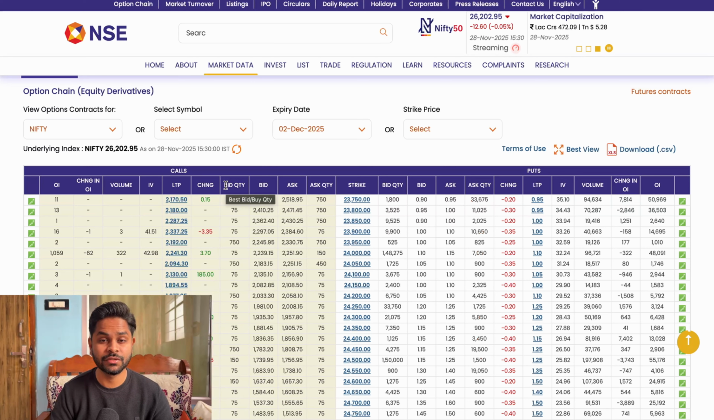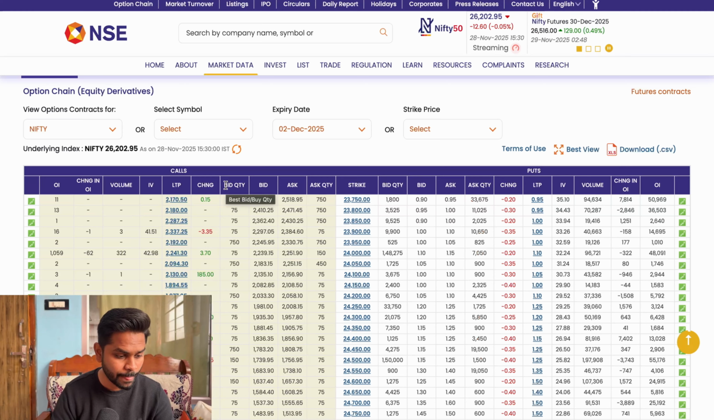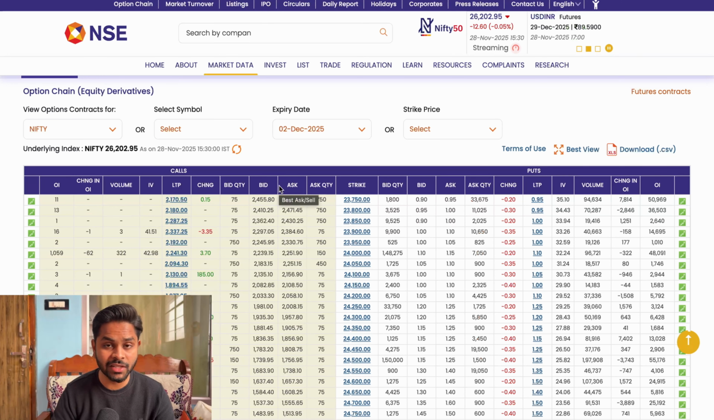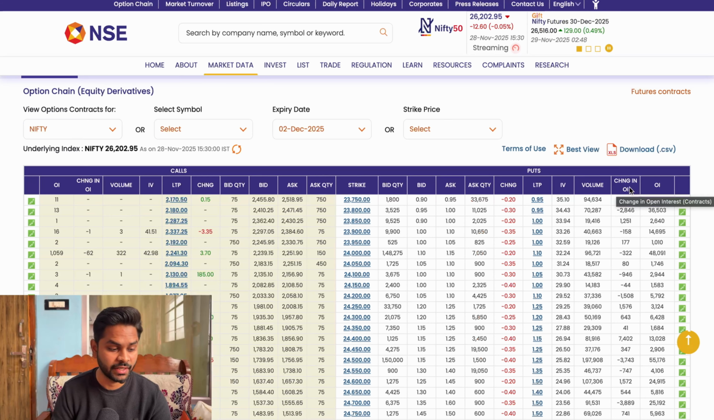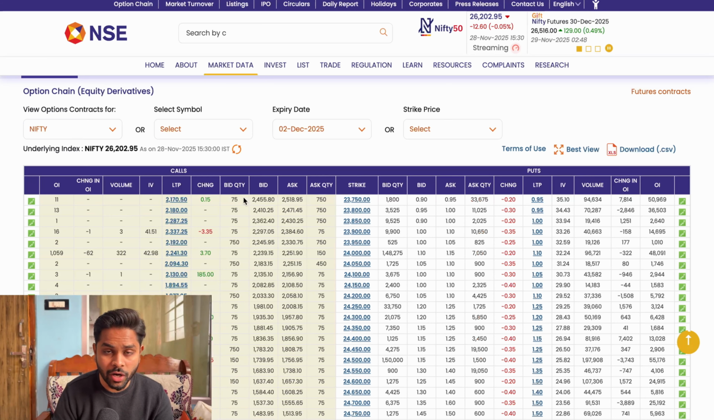So one lot size of Nifty is 75, whether it's option or futures, it is 75. Bid, at what price they are bidding. Ask, what is the ask for that option. Ask quantity, how much quantity they are asking for that option, and the strike price. And similarly it goes on the left hand side. So the right hand side is call data and left hand side is put data.